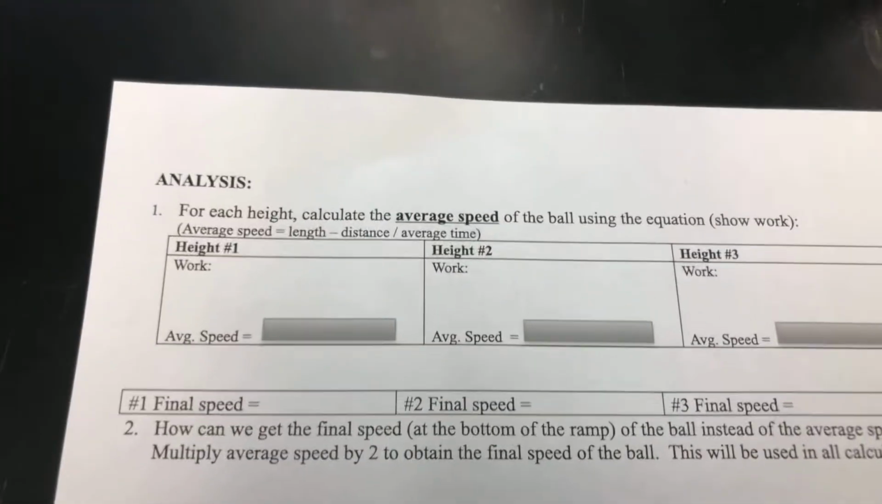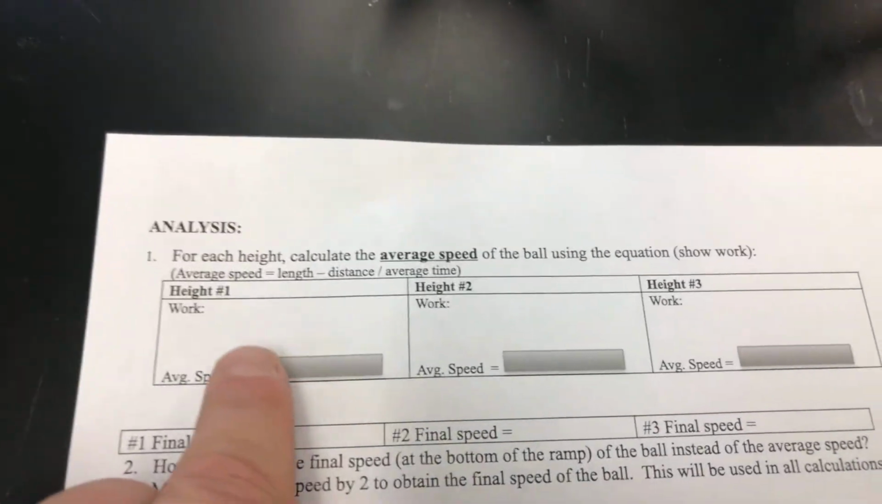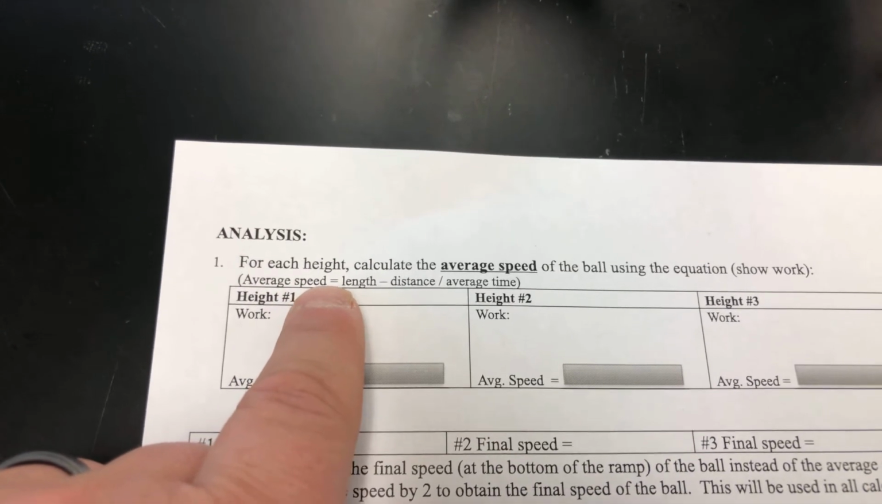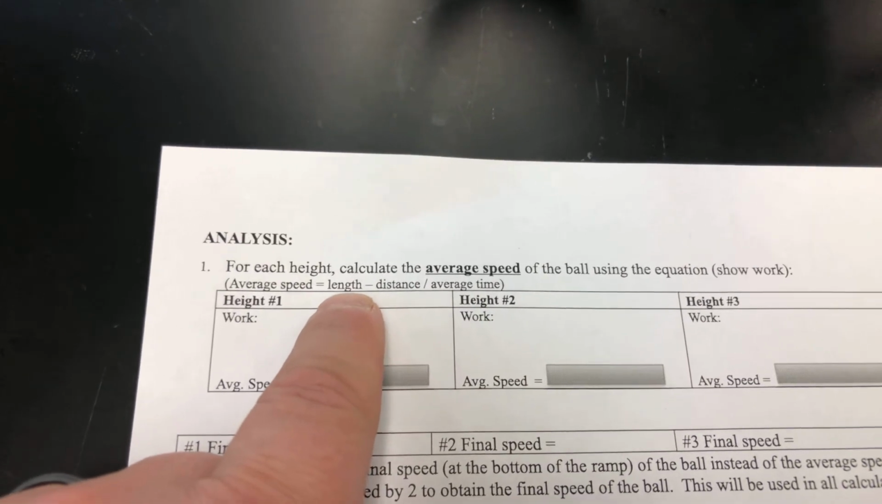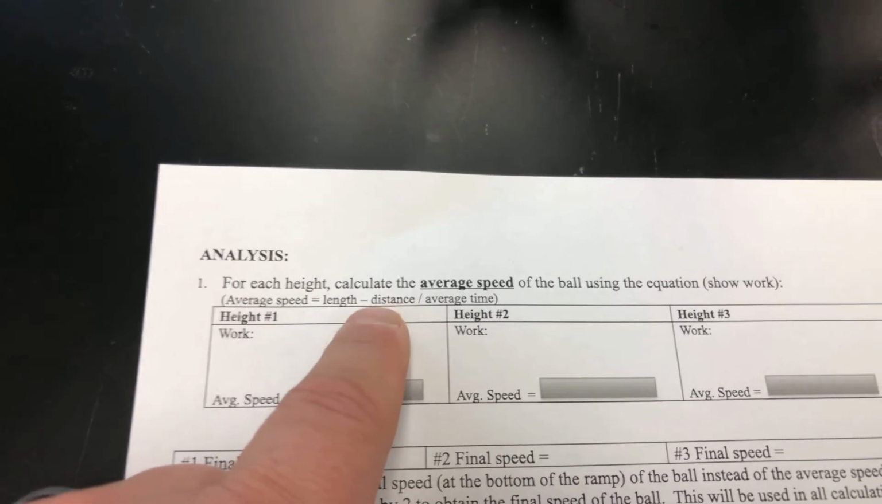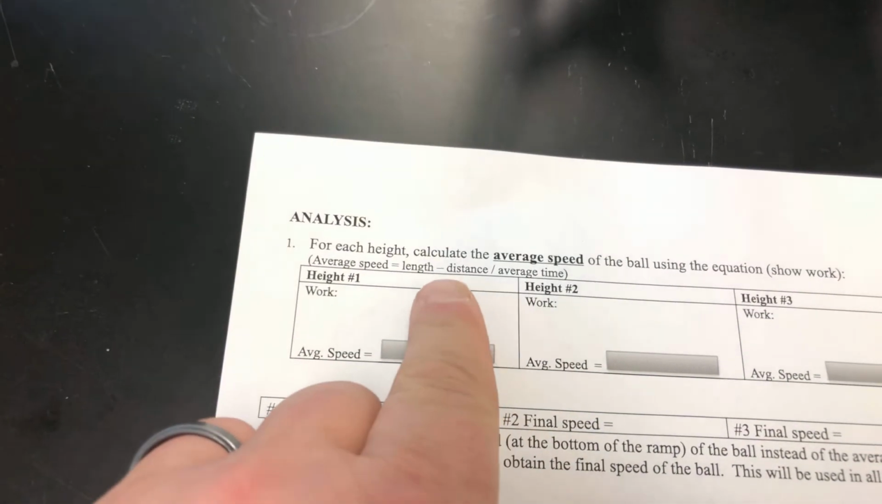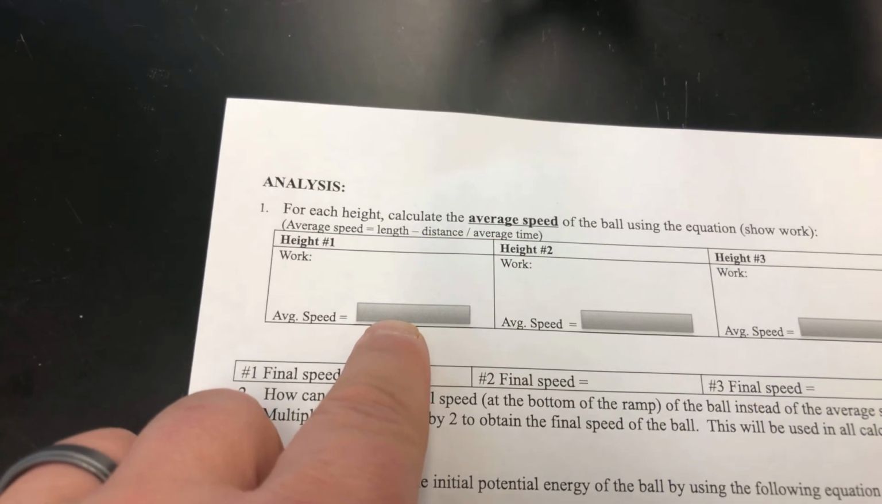Now it's time for some analysis. I think if you read through, it's pretty self-explanatory, except for this one spot. Average speed, it says equals length, and it looks like minus distance. That length is the distance that we have. So that distance, it's not minus, was the number you got there. So distance divided by your average time gives your average speed.